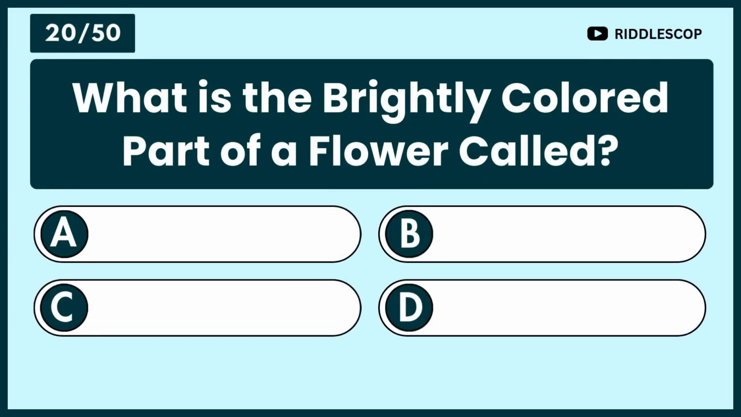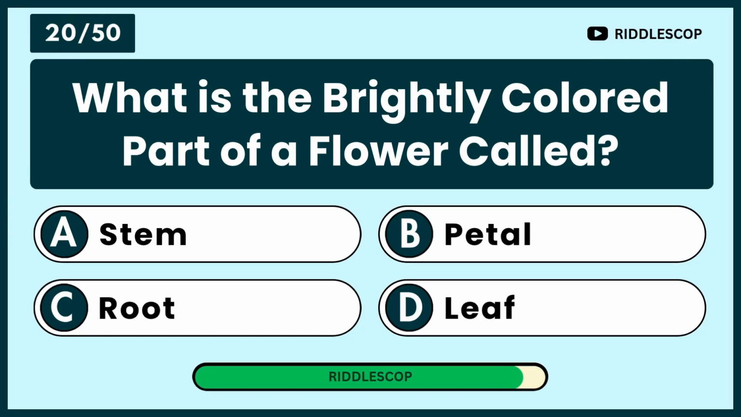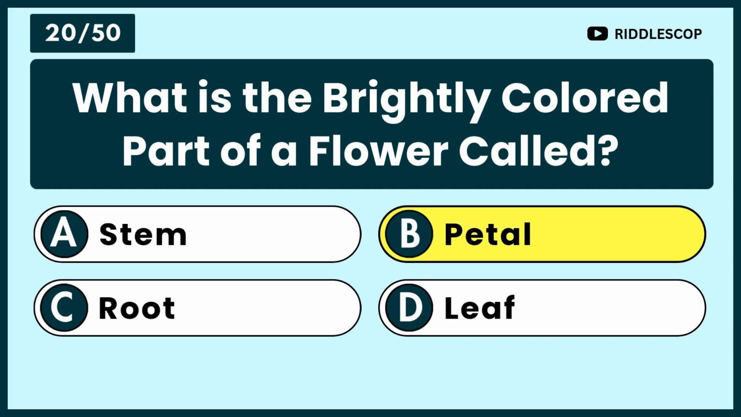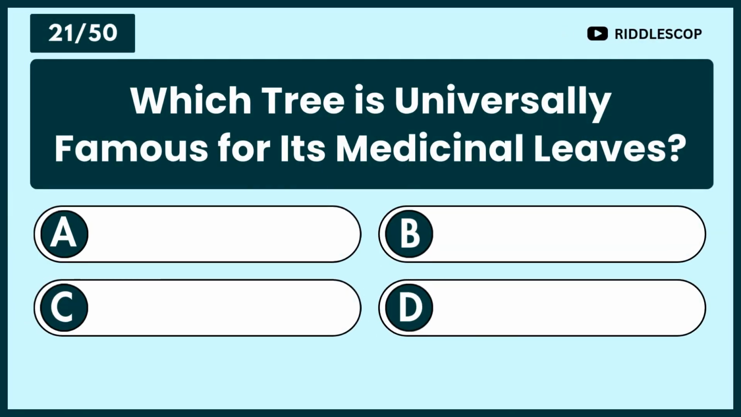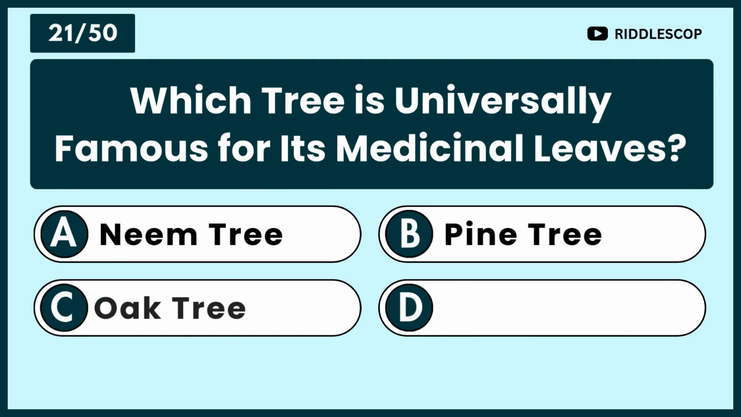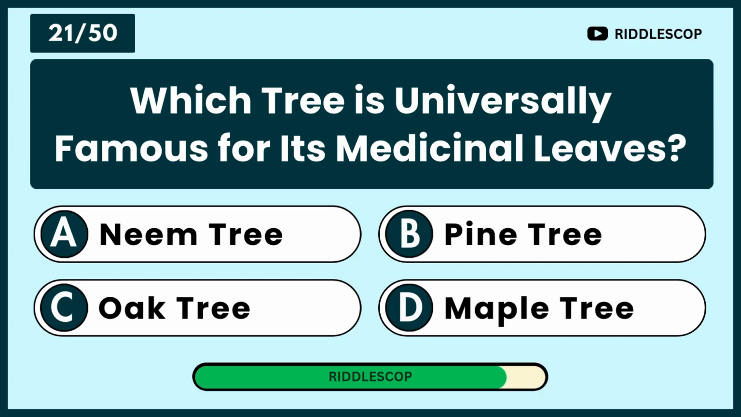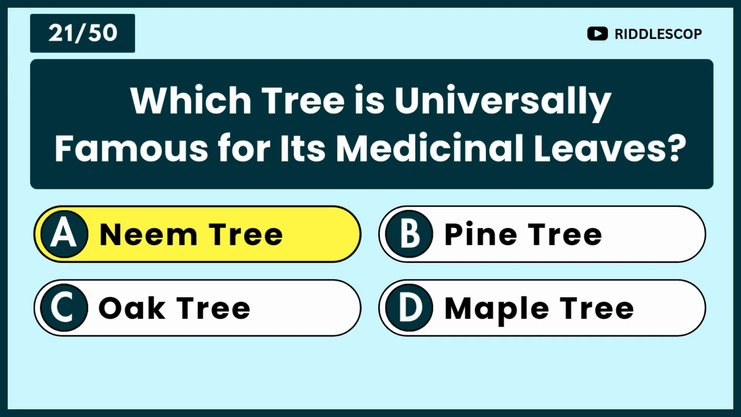What is the brightly colored part of a flower called? Option B. Petal. Which tree is universally famous for its medicinal leaves? Option A. Neem tree.